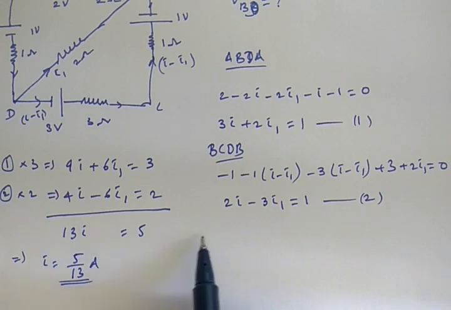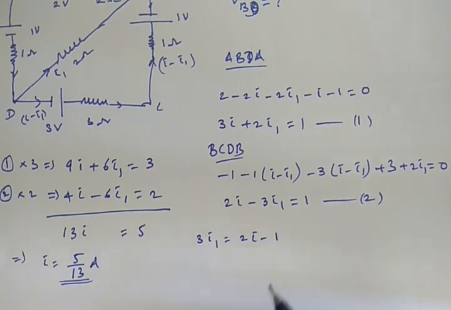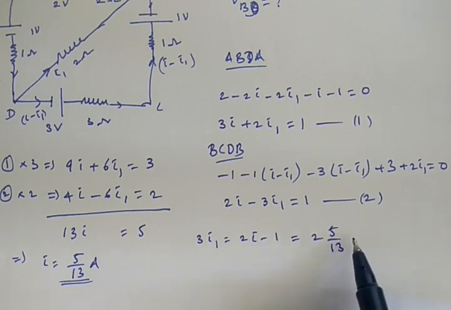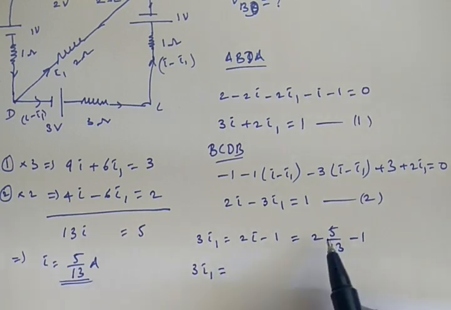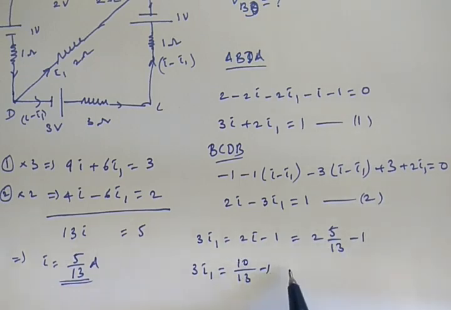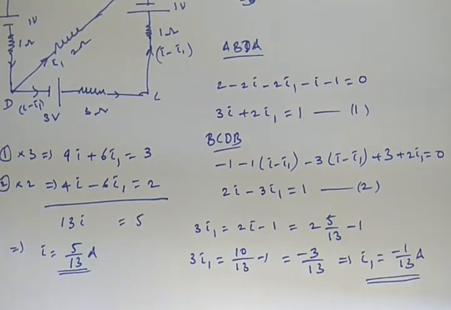So from here you can write down 3I1 equals 2I minus 1. So this implies 2 into 5 by 13 minus 1. Now 3I1 equals 2 into 5, that is 10, 10 by 13 minus 1, that equals minus 3 by 13. So this implies I1 equals minus 1 by 13 ampere. So I am getting the answer here: I1 is minus 1 by 13 ampere.